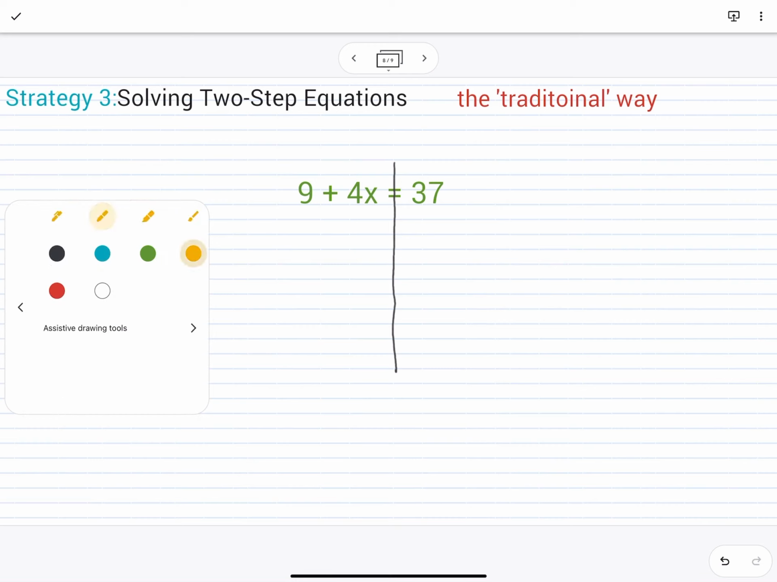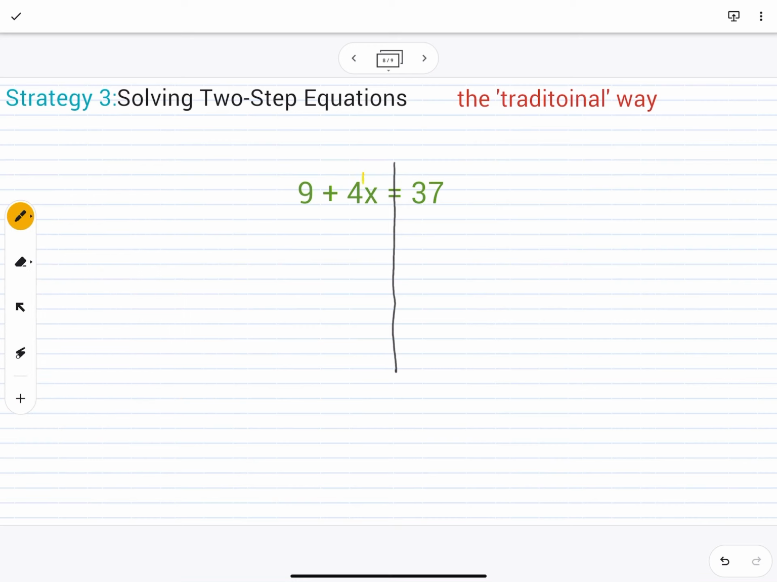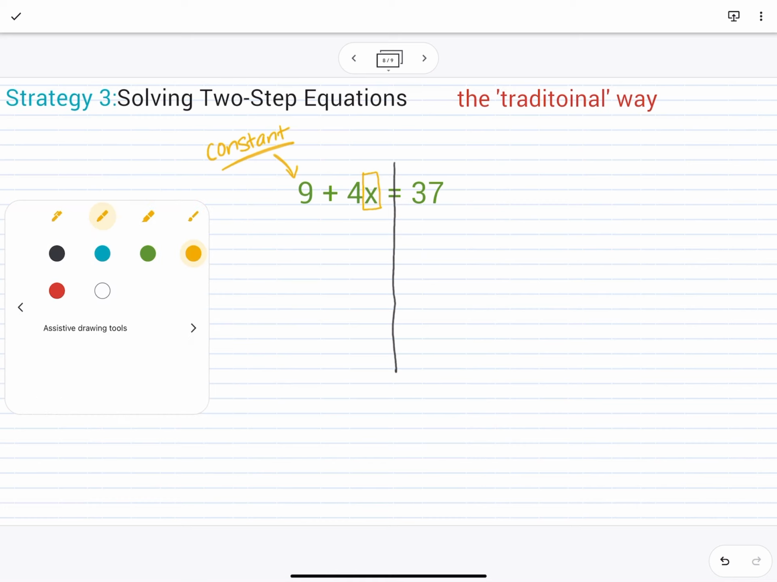In addition, it also helps me to keep my work nice and organized. Now, the goal here again is to isolate the variable, to get the variable by itself. So we're not going to worry about that 4 just yet. We need to get rid of the constant first. Remember this, the number that stands alone is called the constant. We need to get rid of that number first. That's going to be the easiest number to get rid of first.